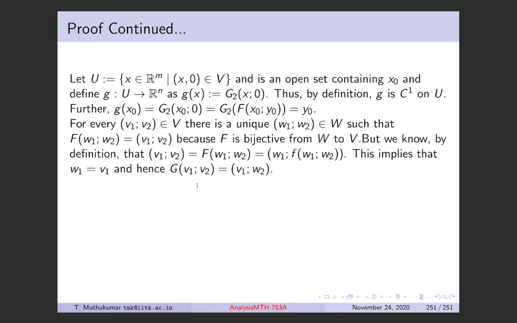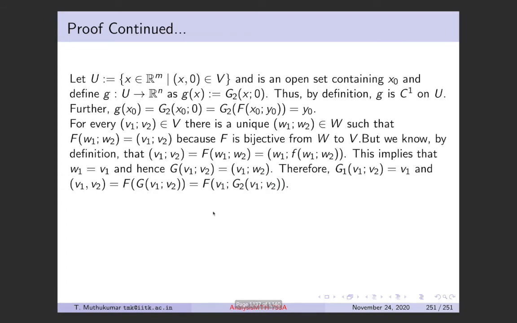What happens to g of (v1, v2)? Because if w1 is v1, g of (v1, v2), if you remember, is the inverse of this capital F. So g of (v1, v2) should be (w1, w2), but w1 is actually v1. So g of (v1, v2) is (v1, w2). Okay, so what is g1 of (v1, v2)?